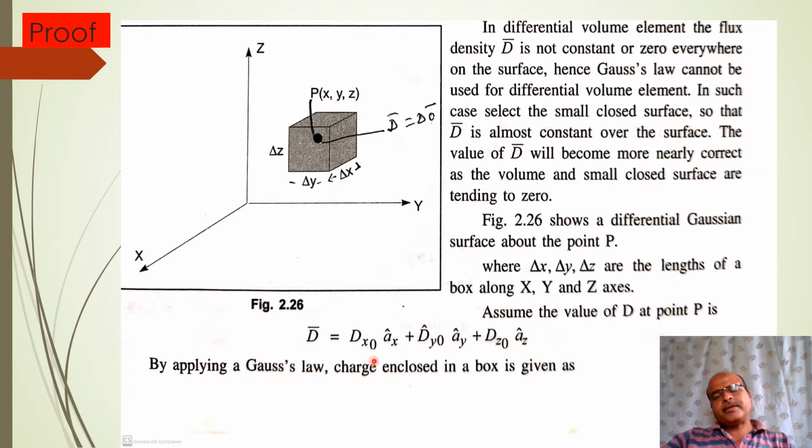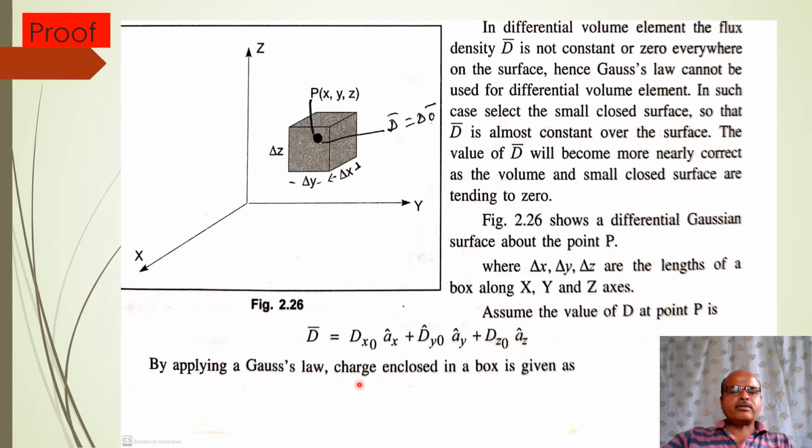This is a simple representation of any vector. We know that vector A bar is represented as Ax ax cap, Ay ay cap, Az az cap. Similarly for the electric flux density, we have to represent Dx ax cap, Dy ay cap, Dz az cap. Only the zero represents it as a central location. Therefore, Dx0 ax cap plus Dy0 ay cap plus Dz0 az cap.